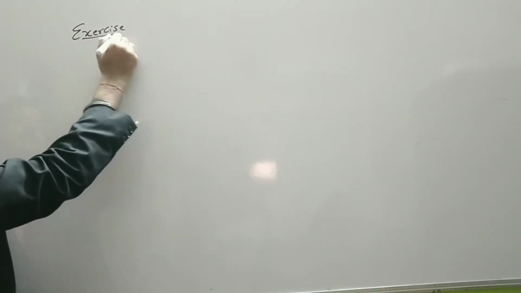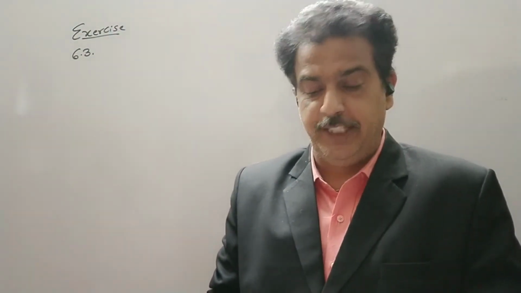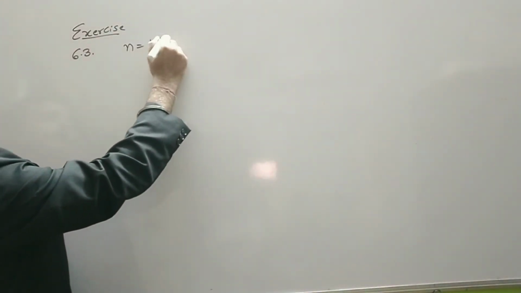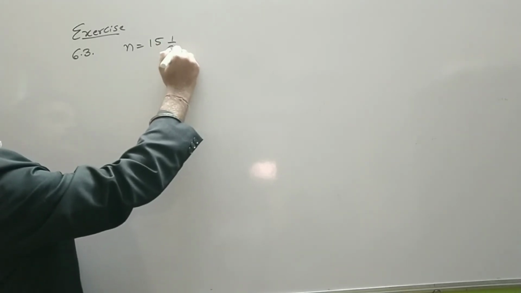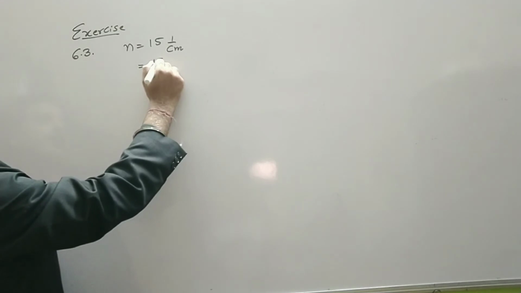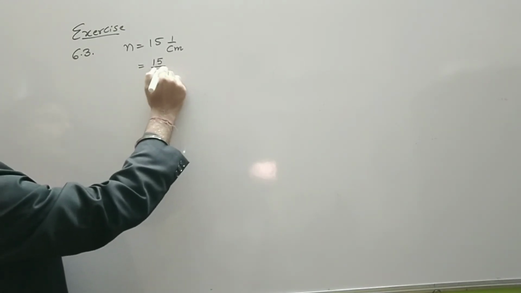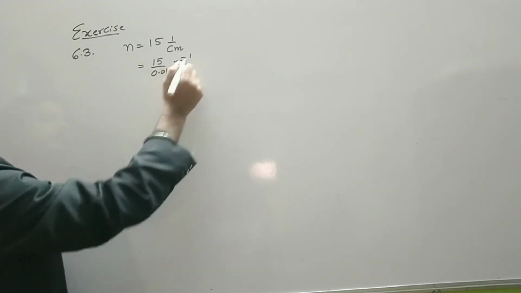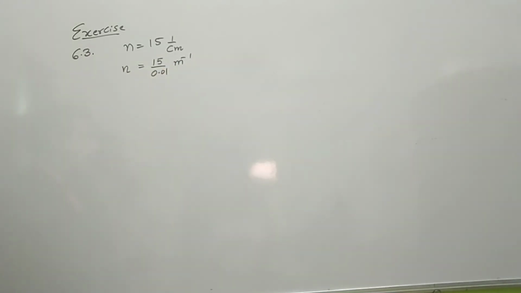Now let us see the exercise. We start with question 6.3. We have a very long solenoid with 15 turns per centimeter. So the number of turns is 15 per centimeter, and it should be converted into meters. So 15 upon 1 centimeter can be written as 15 upon 0.01 meter.